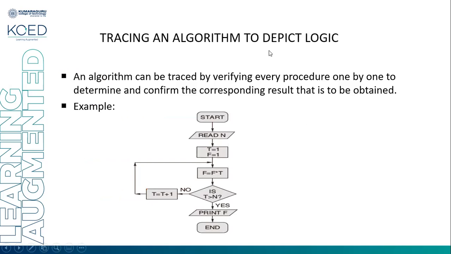Then, tracing an algorithm to a depicted logic. An algorithm can be easily traced by verifying every procedure one by one to determine and confirm the corresponding result that is obtained. For example, you give a value and you are able to find the result of a particular algorithm. Read n, t equal to 1, f equal to 1. We check whether t is greater than n. No, then t becomes t plus 1, so t becomes 2. Then f equals f times t, 2 into 1, 2.